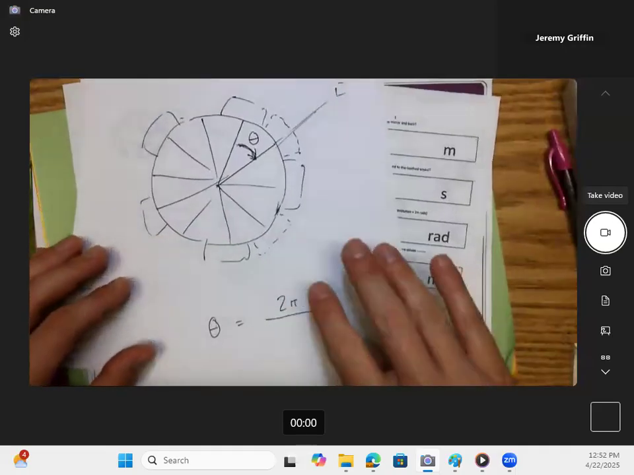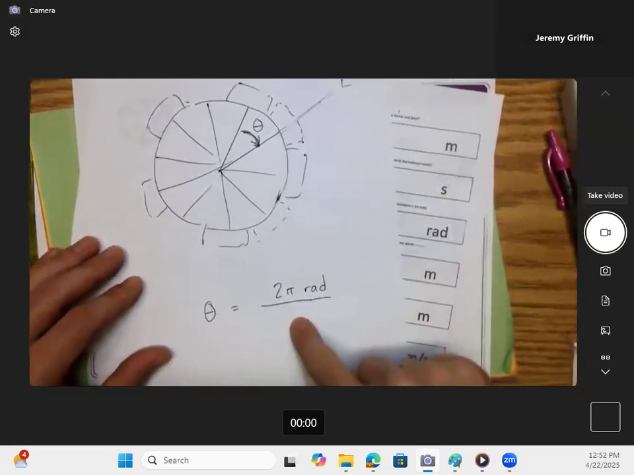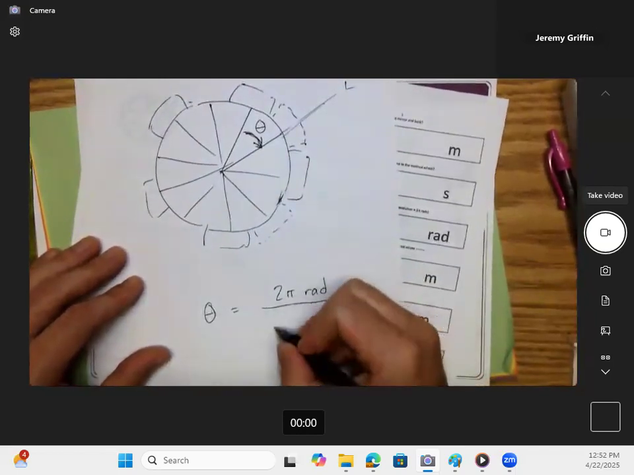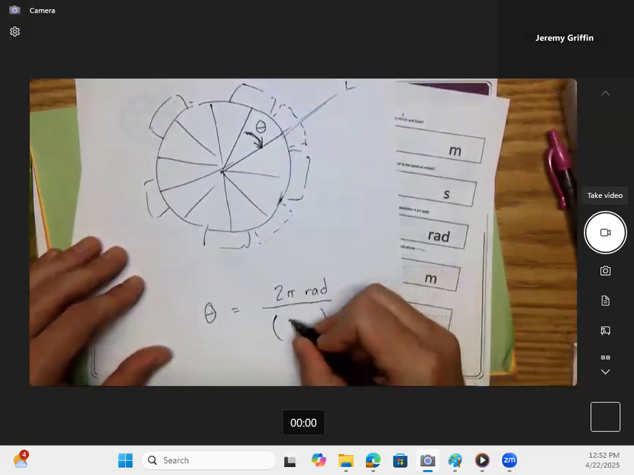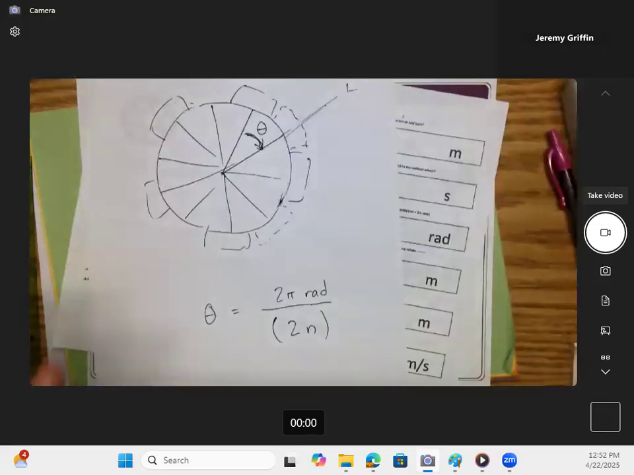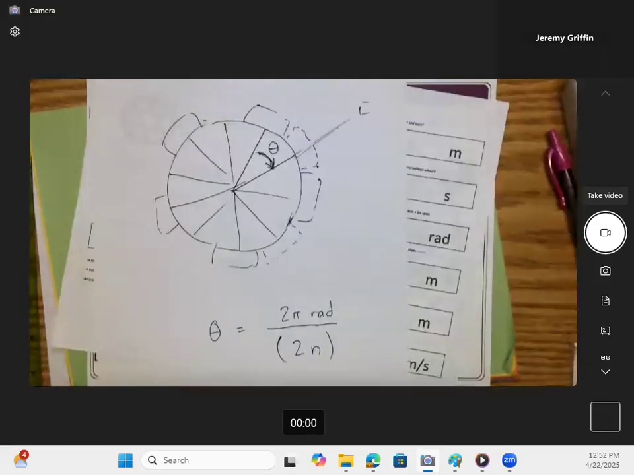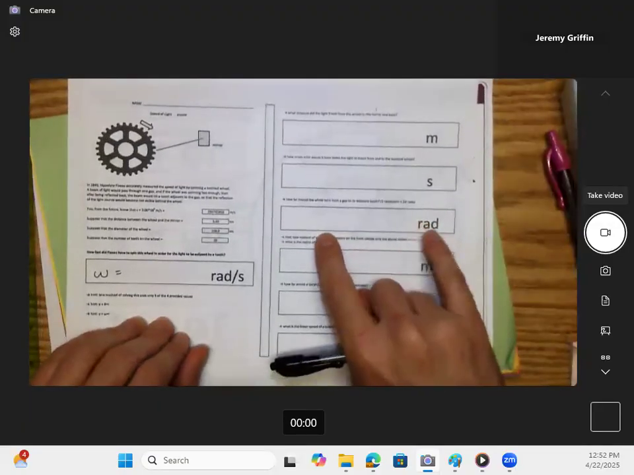So that's for 5 teeth. Because if I have 5 teeth, I also have 5 gaps. So that's like 10 things, isn't it? So in general, for any number of teeth, I should take my 2 pi radians and divide by what? Double the number of teeth. Do you guys get that? I'm really helping you guys out here, just because I keep getting that question all day today. That tells you how far the wheel turns in radians.